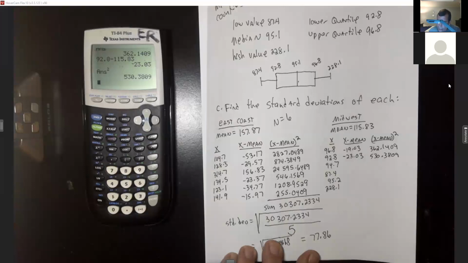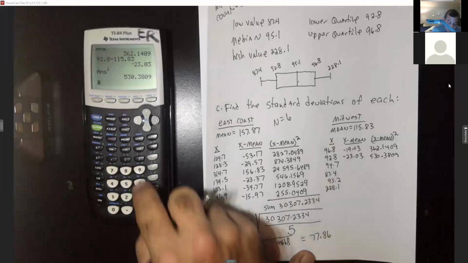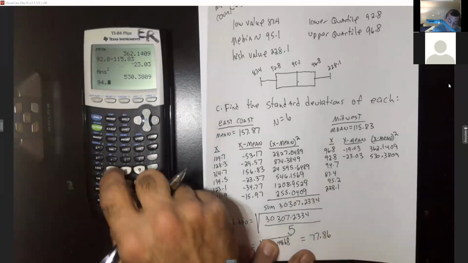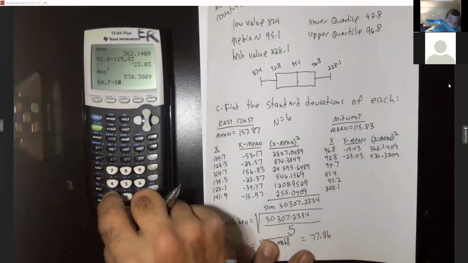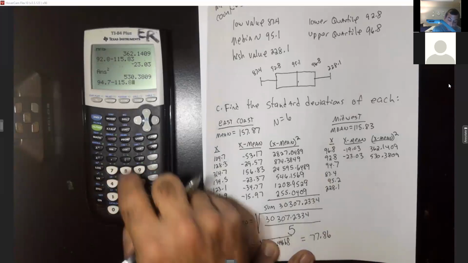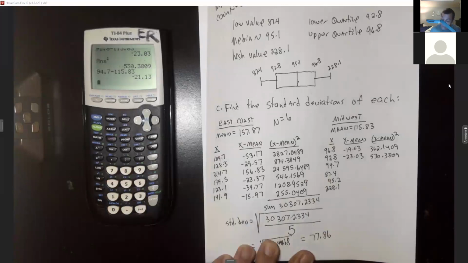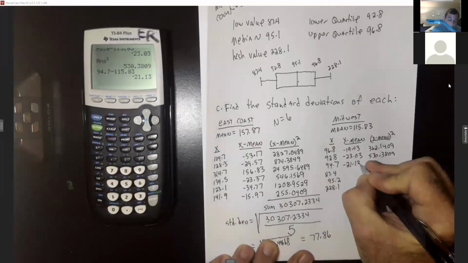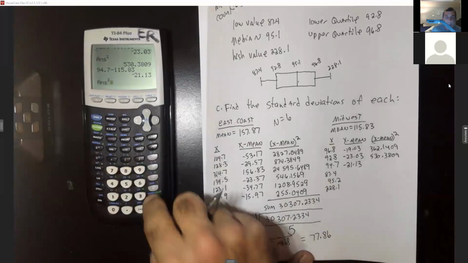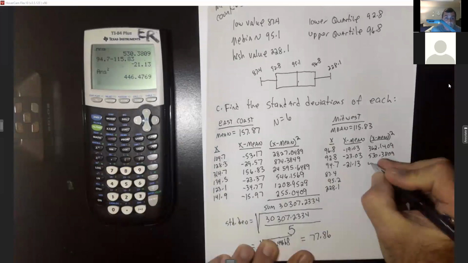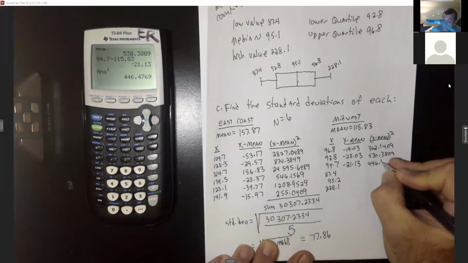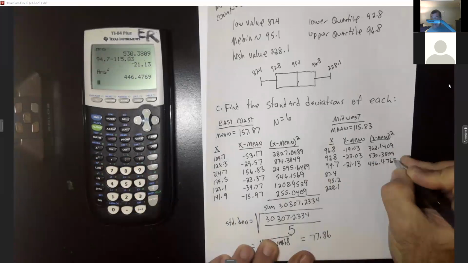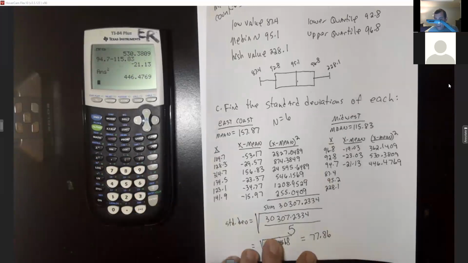All right, 94.7 minus my mean, so 94.7 minus 115.83 is a negative 21.13. Square that, and I get 446.4769. All right, so 3 more to go.